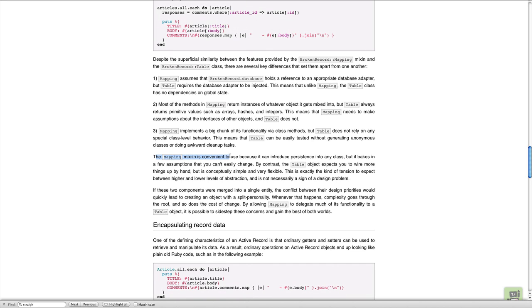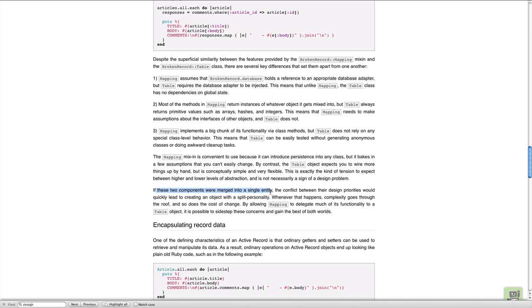The mapping mixin is convenient to use because it can introduce persistence into any class, but it bakes in a few assumptions that you can't easily change. By contrast, the table object expects you to wire things up by hand, but is conceptually simple and very flexible. This is exactly the kind of tension to expect between higher and lower levels of abstraction. It is not necessarily a sign of a design problem.